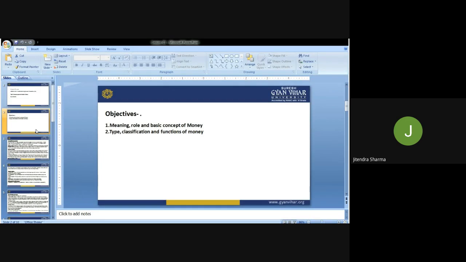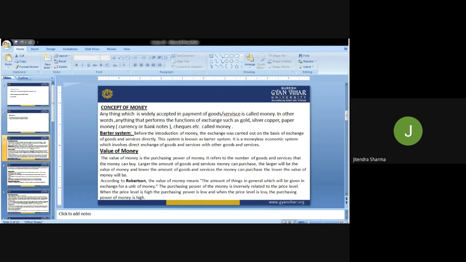Let us discuss the objectives of discussing these things. After completion of this topic, we will understand the meaning, role and basic concept of money. The second objective is to understand the types, classification and functions of money. It means here we will discuss all about money, its emergence, its role, its classification, and its functions in society as a whole. So first, let us focus on the concept of money.